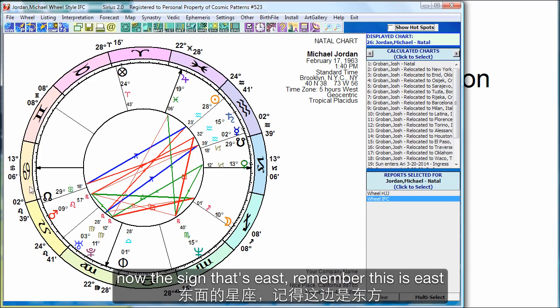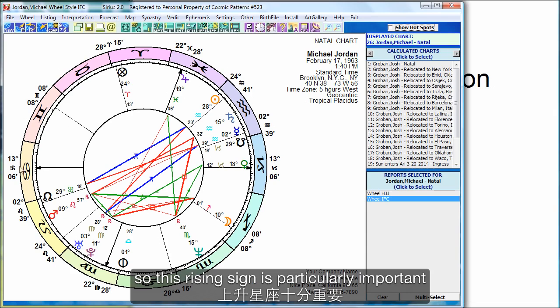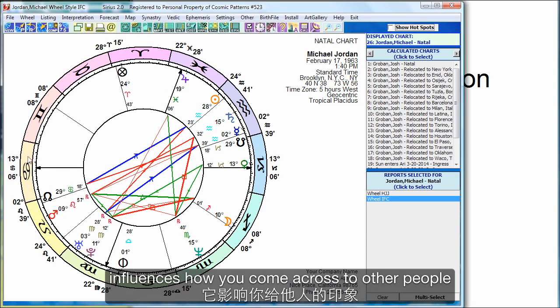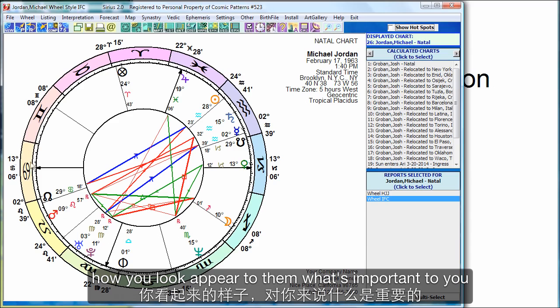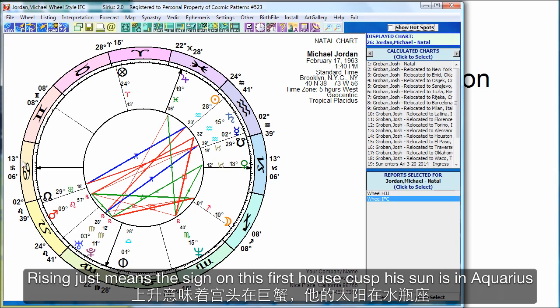Now the sign that's east, remember this is east, is called the rising sign because it's a sign that's literally rising when you're born, which for him is Cancer. So this rising sign is particularly important. It influences how you come across to other people, how you appear to them, what's important to you. A lot of emphasis on that. So Michael Jordan has Cancer rising. Rising just means the sign on this first house cusp.